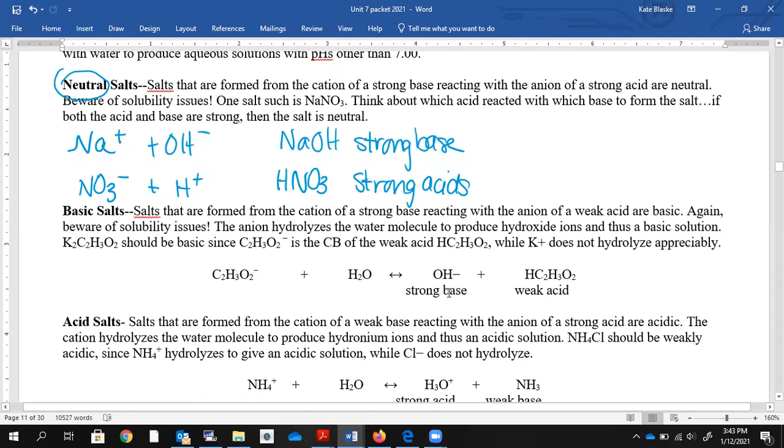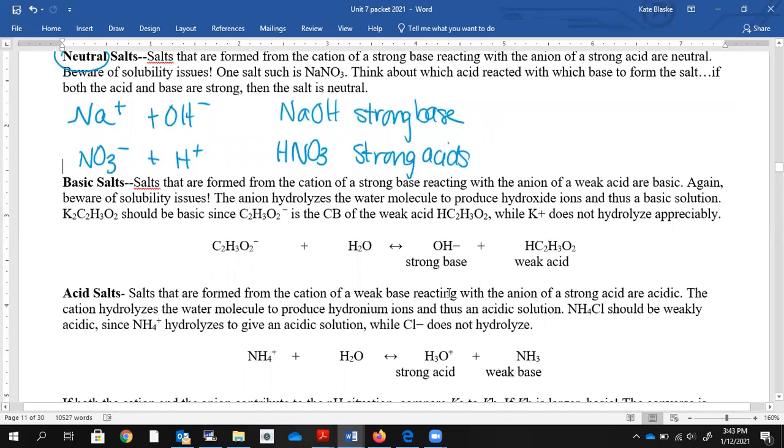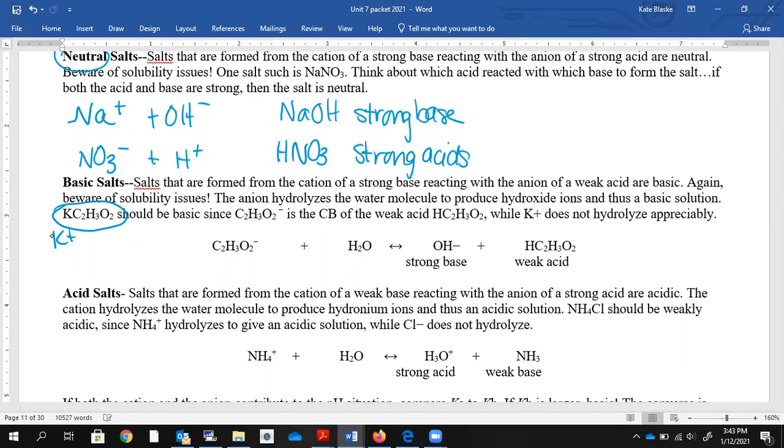If we have a salt that has one of its ions from either a weak acid or a weak base, then these are the ones that are going to be able to change the pH of our solution. So for example, if we think about potassium acetate, that's the wrong formula. It should just be K. There should be no 2 there. Potassium acetate is made up of K plus and our acetate ion.